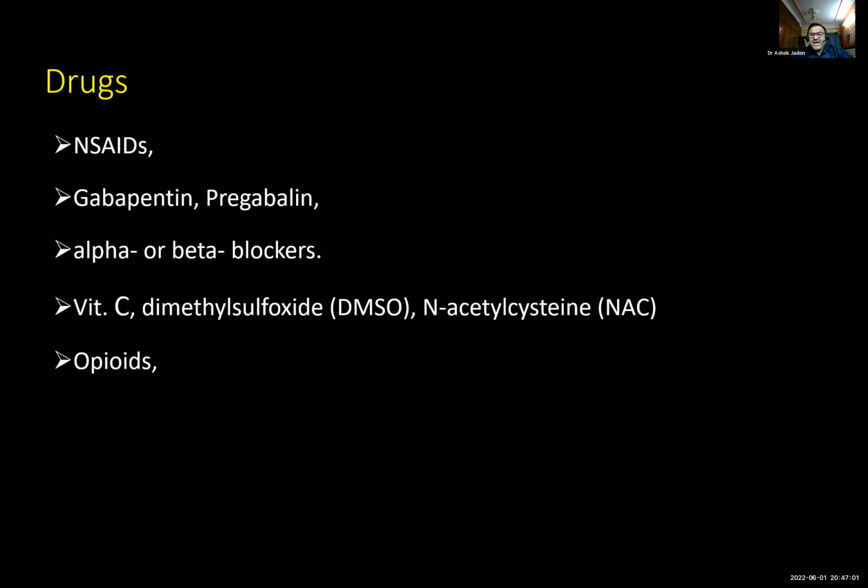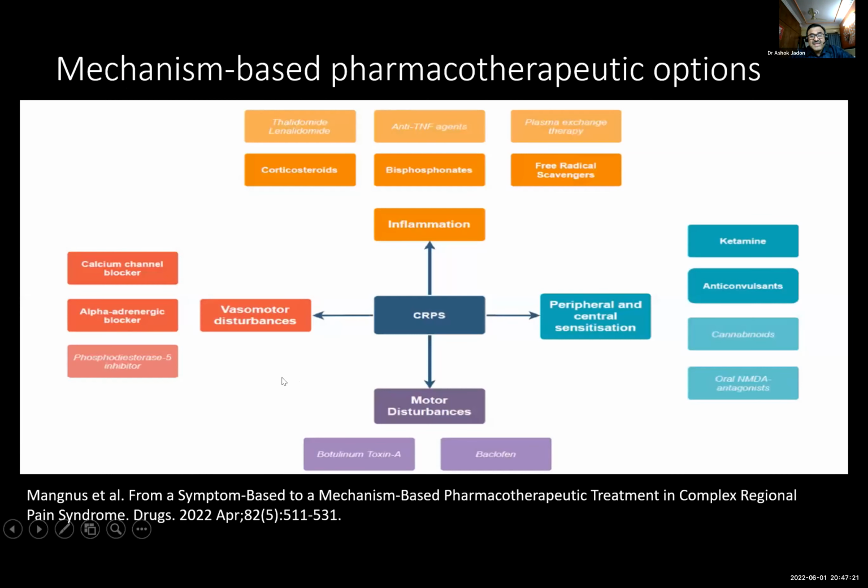Opioids are usually to be avoided. But in the beginning, if pain is too severe, opioids have to be given. But you all know the side effects of opioids, addiction and other things, and of course the negative effects on T cells, we all know. Vasodilators and antidepressants are also added depending upon the patient's symptoms. But that was the symptom-based treatment.